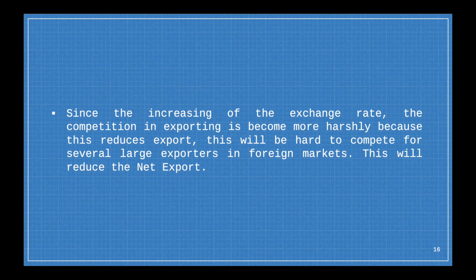B. Since the exchange rate increases, competition in exporting becomes harsher because this will reduce exports. It will be hard for several large exporters to compete with each other in foreign markets. So this will reduce net exports.